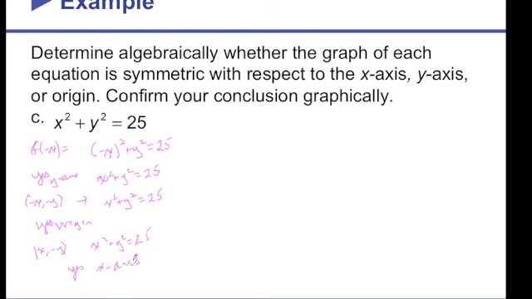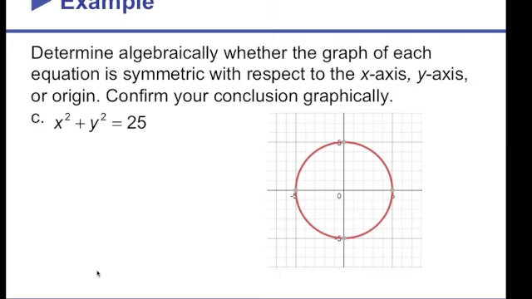So we found a yes for all three. That's interesting. Let's look at this graphically. Oh, it's a circle. So if I fold along the x-axis, this would be a yes. The y-axis, if I fold along the y-axis, that would be a yes. And the origin, basically, if I fold along this line or this line, I'd get a yes there also.